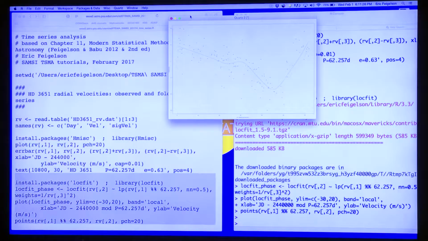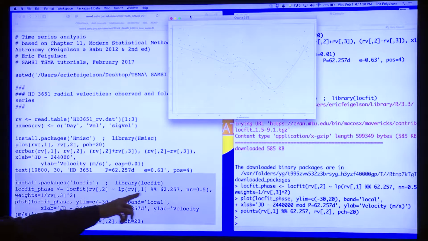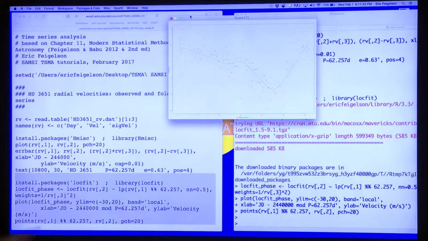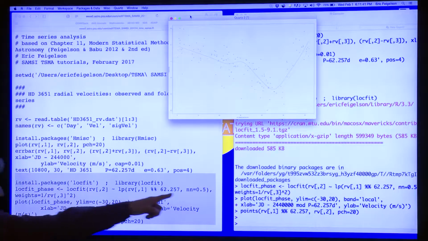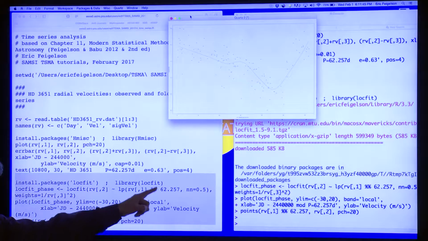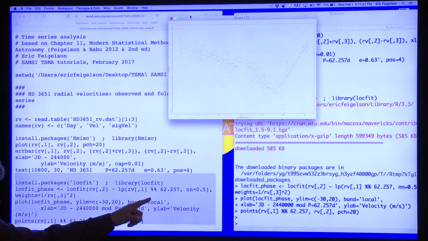We call it folded. You would call it, the times are modulo 62.257 days. And how do I know that? Well, I read it in an article. The article said the period of this planet is 62 days. So that's how I didn't derive that. I just read it. This is the modulo symbol. Two percent signs is modulo.